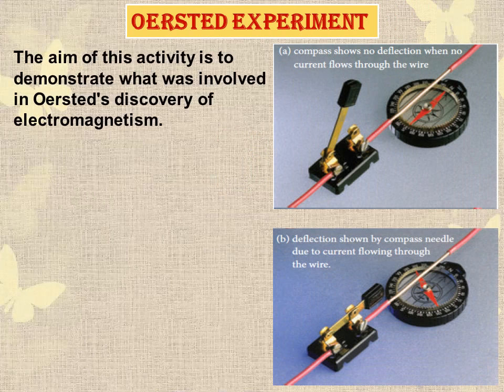This indicates that the direction of magnetic field depends on the direction of current. See, in this picture you can see the deflection shown by a compass needle due to current flowing through the wire. That is a deflection towards the directions.